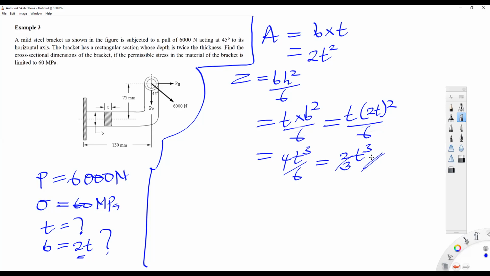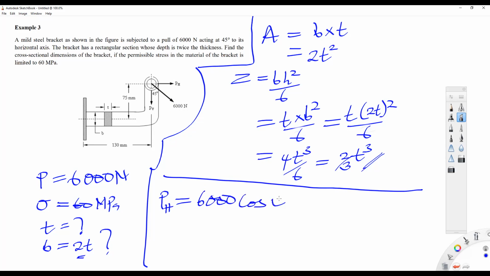Yes, sir. Good. Then let's resolve this force. So now that we have this, let's say that this P, if we are resolving it, PH, the horizontal component, will be equal to P cos 45. So the horizontal component is going to be 6,000 newtons cos 45 degrees. Isn't the horizontal component cosine? Uh-huh.